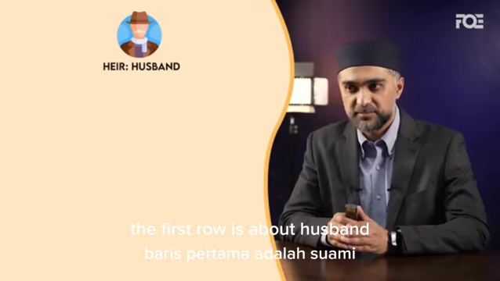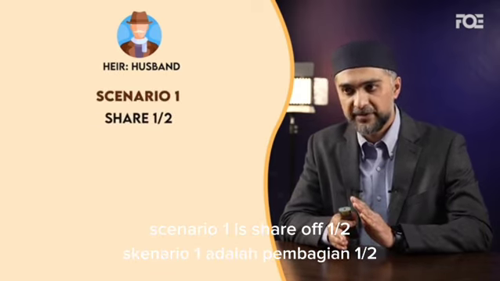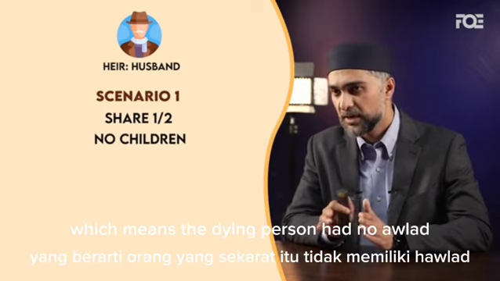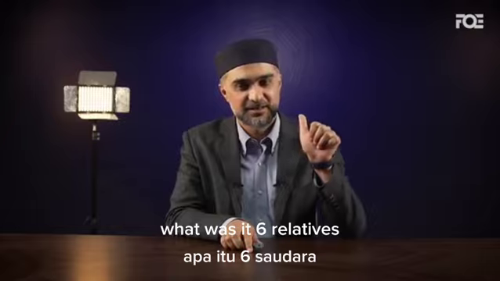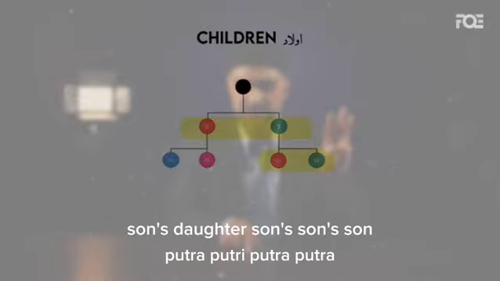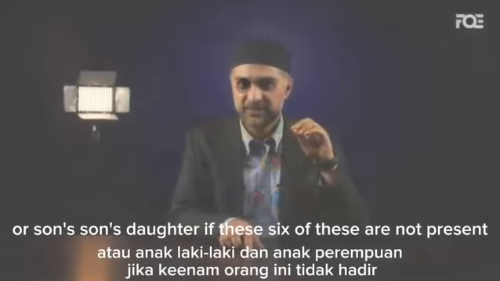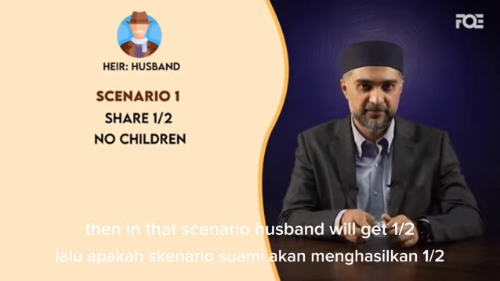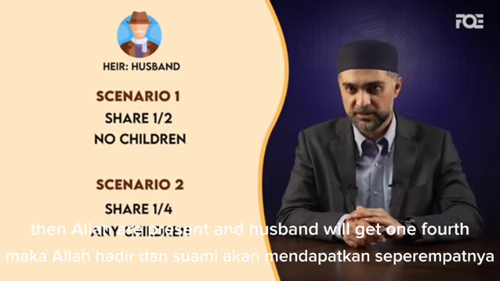The first row is about husband, which gives us 2 scenarios. Scenario 1 is a share of 1/2, 1 out of 2, with the condition that there are no children, which means the dying person had no awlad. Do you remember the definition of awlad now? What was it? 6 relatives. The dying person does not have a son, a daughter, son's son, son's daughter, son's son's son, or son's son's daughter. If none of these 6 are present, then in that scenario, husband will get 1/2. If any of these are present, then awlad are present and husband will get 1/4.